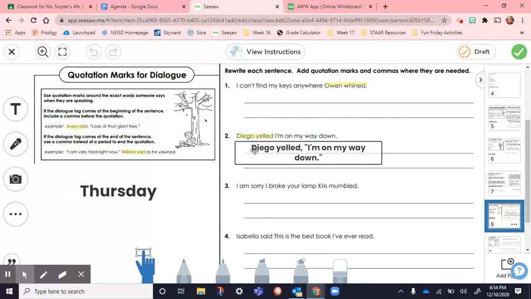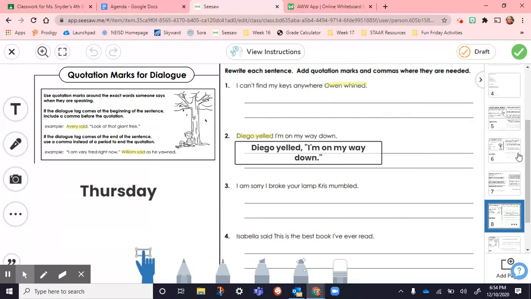So here's one. It says, Diego yelled, "I'm on my way down." So the tag is Diego yelled. That's who's talking. And then we put the comma. And then what Diego said is, "I'm on my way down." So that's the part that's in the quotation marks. And it gets a period at the end. And notice the period is on the inside of those quotation marks.